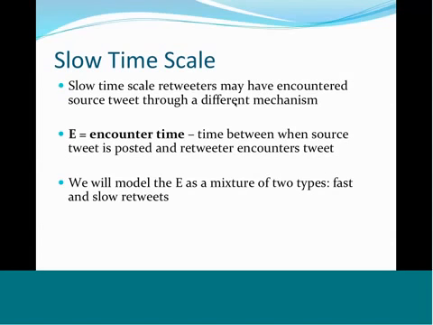To make things really precise, let's define E to be the encounter time. The encounter time is the time between when the tweet is posted, T0, and when you see the tweet, not when you click retweet. That takes more time, but just when you see it. You encounter the tweet. So we're going to say the encounter time is a mixture of two types: some fast people that do it conventionally, and these slow people that do it the non-traditional way. That's going to cover the slow time scale.